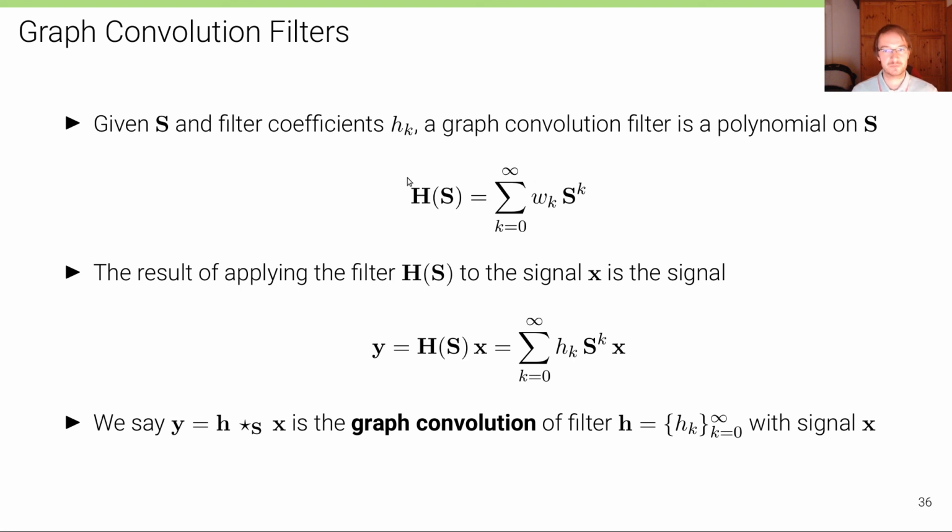So we write the graph convolution filter h of S equals the polynomial, the sum k equals 0 to infinity, of hk times the shift operator to the power of k.